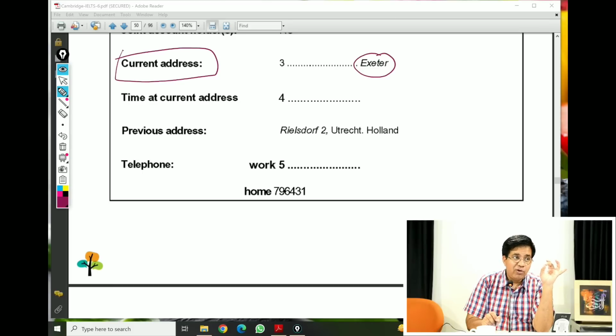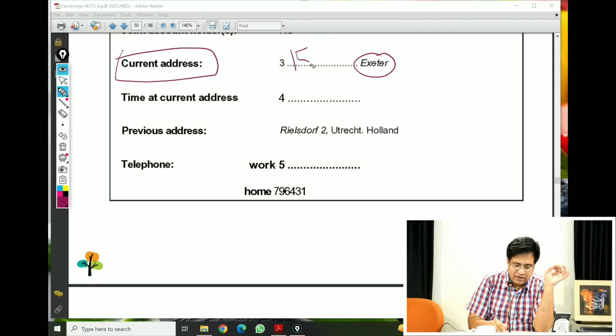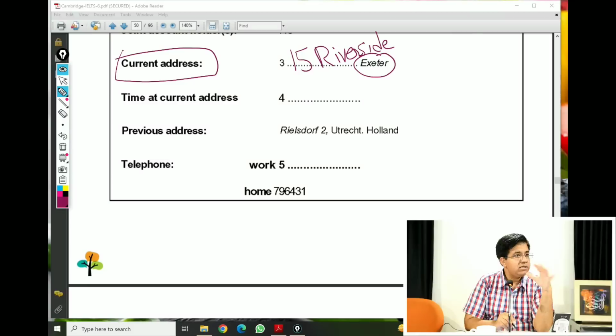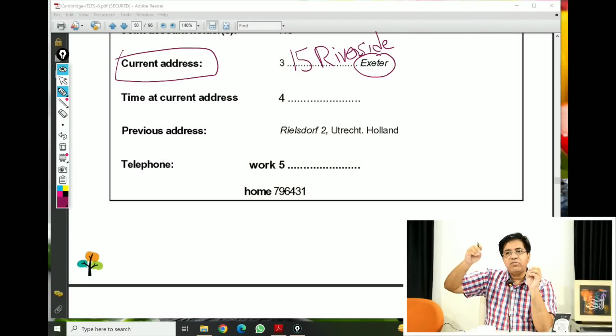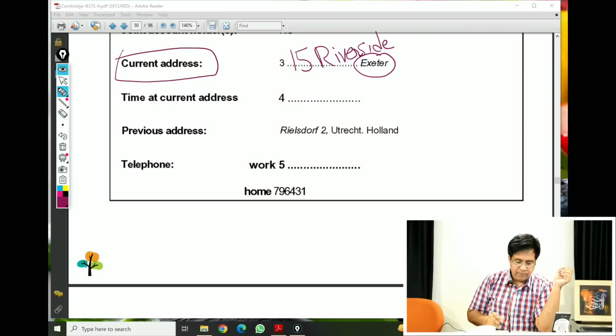And she asked, is that all one word? And he said yes. So answer is 15. How will you write 15? 1-5. And then riverside. You will write riverside full word as one word, okay? And when they say one word only, whatever you write it all together, one word, okay?